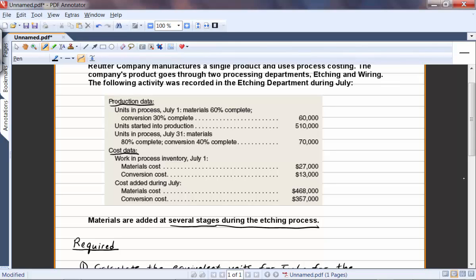They start 510,000 units into production this month. And at the end of July, there are 70,000 units. Each of these units is 80% complete with respect to materials and 40% complete with respect to conversion.